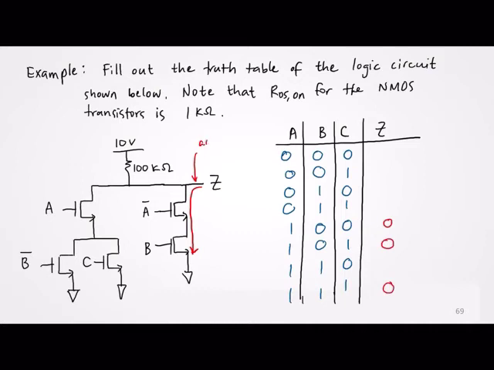Okay, so this path is active when A is 0 and B is 1. Okay, A is 0 and B is 1 are these two rows here. So we set these two rows to 0 as well. And that's it, no? So for the rest, we just write 1 as the output there. Okay? So that's our truth table.